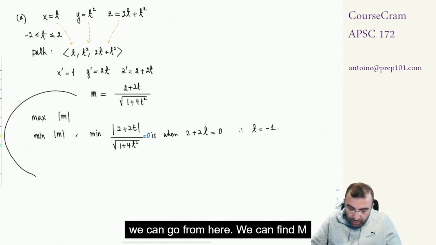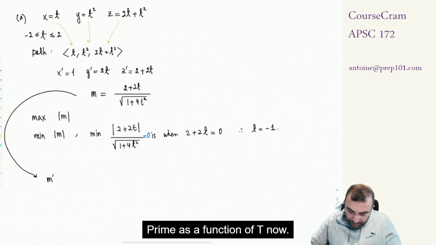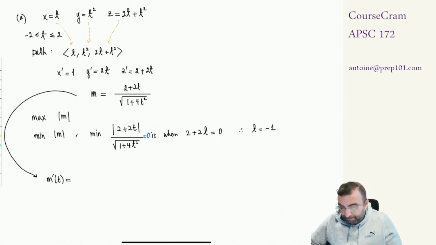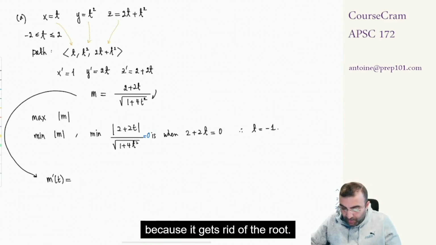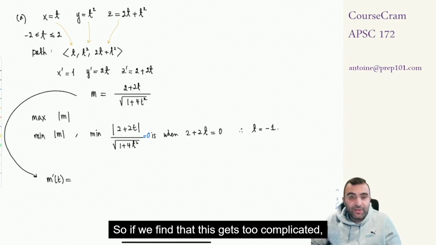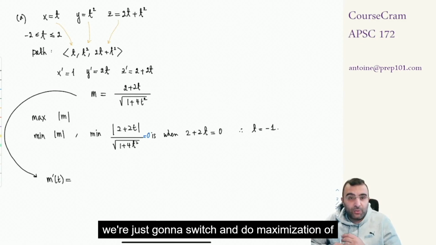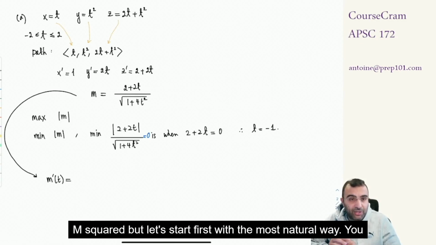We can go from here. We can find m prime as a function of t. Now, I like the idea of maximizing m squared because it gets rid of the root. So if we find that this gets too complicated, we're just going to switch and do maximization of m squared. But let's start first with the most natural way.